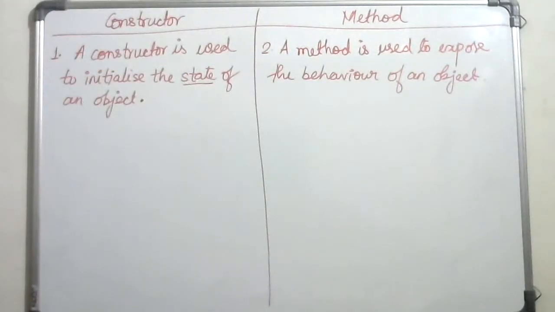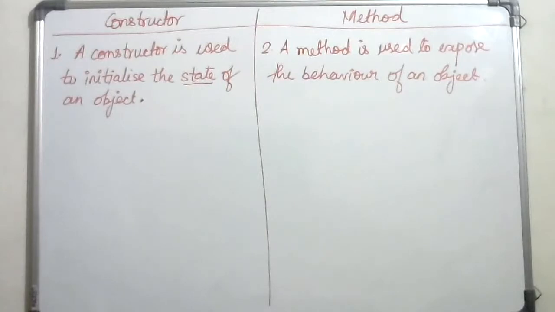So the variables define the state of the object, and the methods define the behavior of an object. That is the first difference. A constructor initializes the state of an object, whereas a method is used to expose the behavior of an object, as in how the object behaves on performing a certain action. How it will do it, that is defined by the method. How to perform an action.